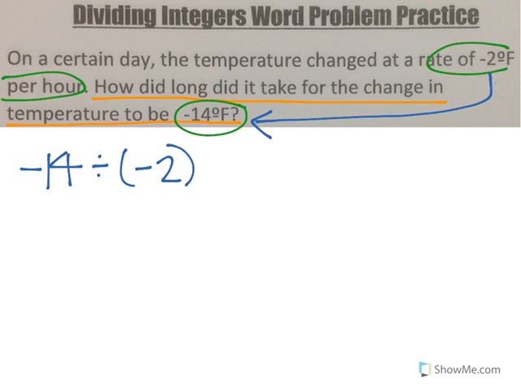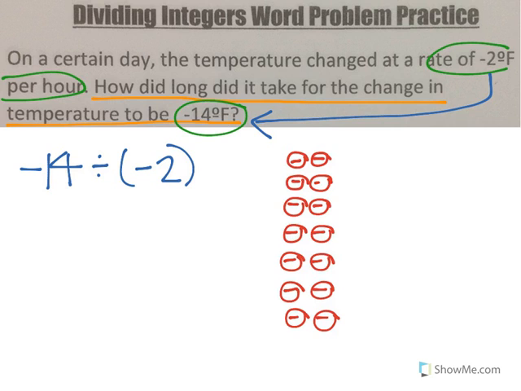And this is a little bit easier to draw as a model. So let's try that. What I did here was I drew 14 negative counters, 14 little objects that represent negative integers. There are 14 of them here. So this entire group represents negative 14. Now, I want to know how many times negative 2 goes into negative 14. So I paired them off. This is negative 2 right here.